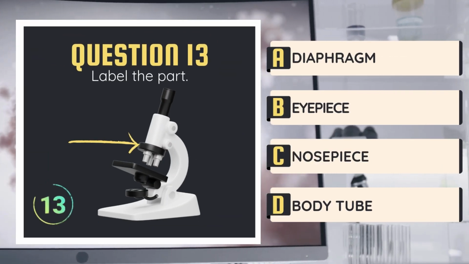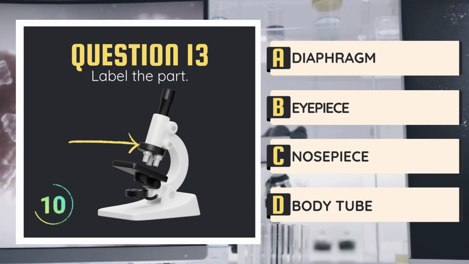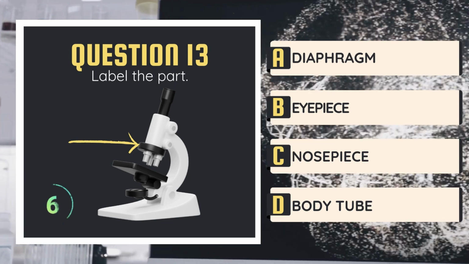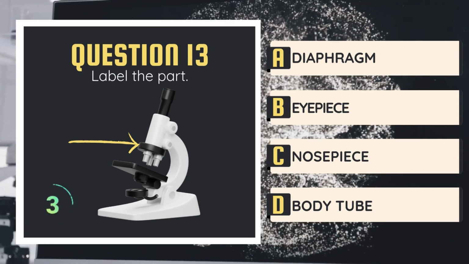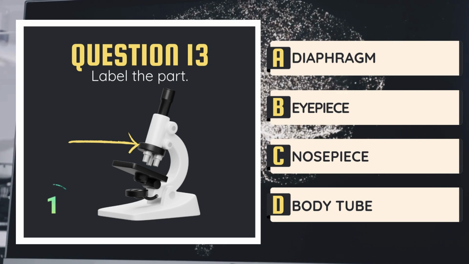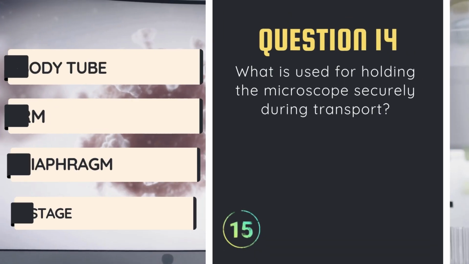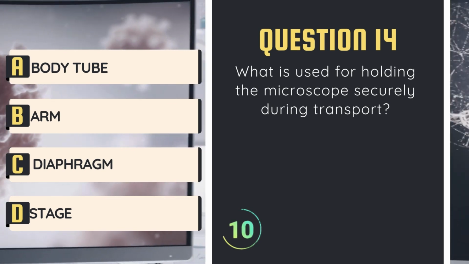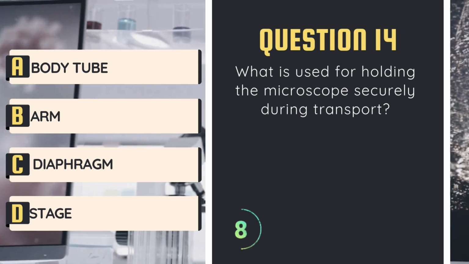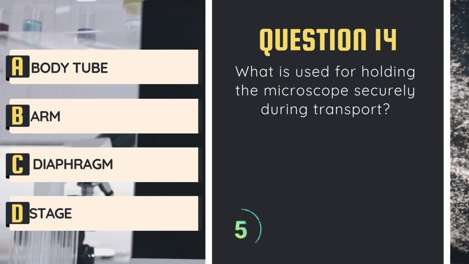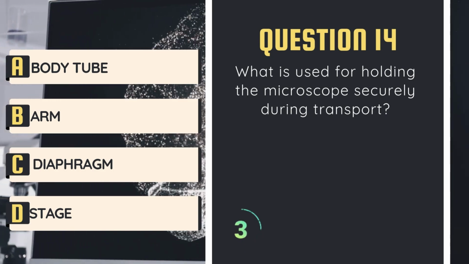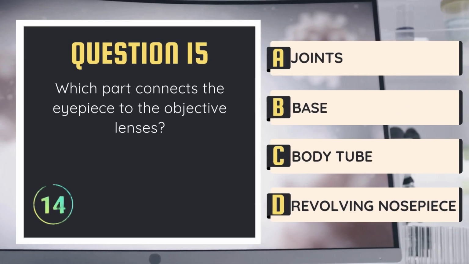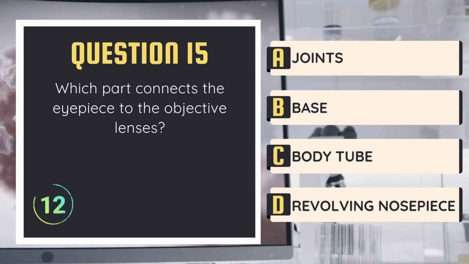Label the parts. What is used for holding the microscope securely during transport? Which part connects the eyepiece to the objective lenses?